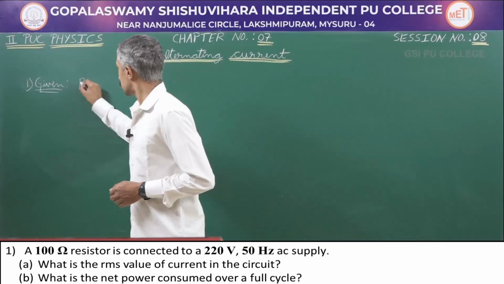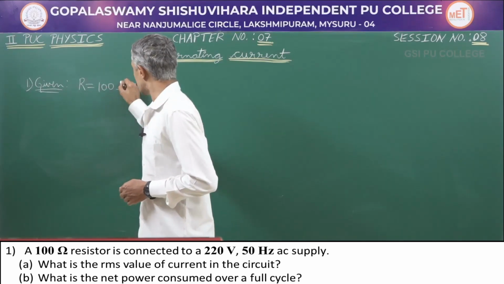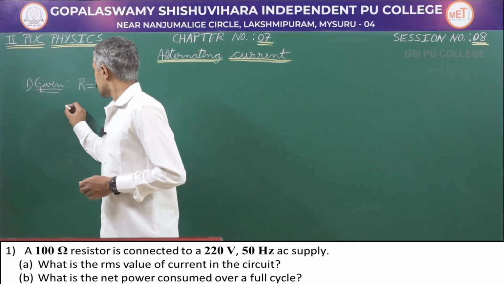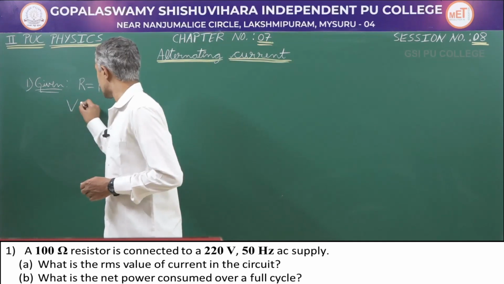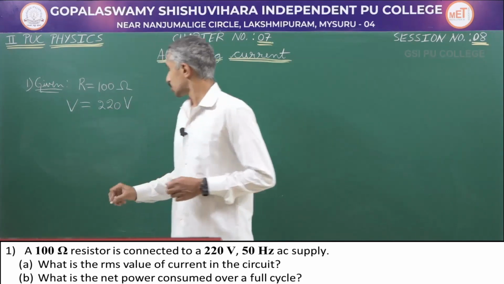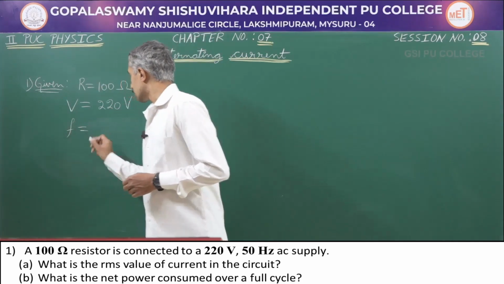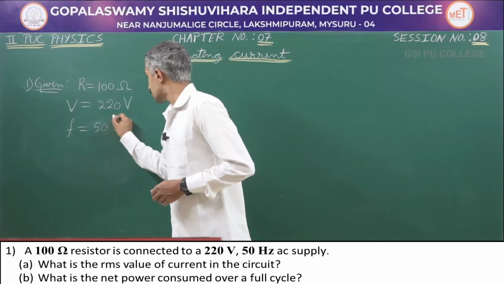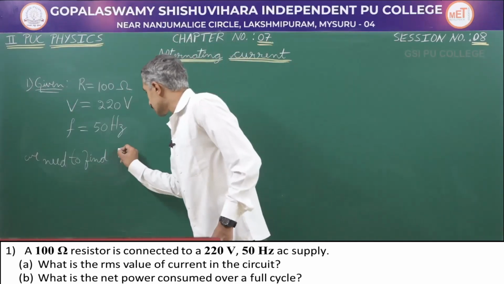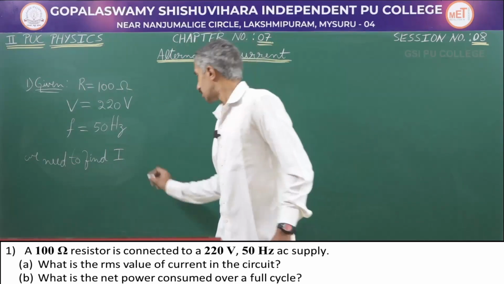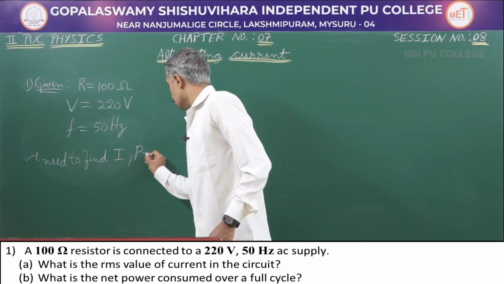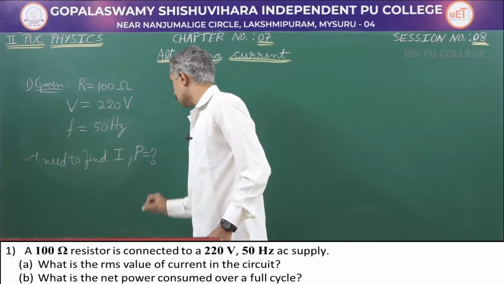We have a circuit in which a 100 ohm resistor is present. The circuit has a power supply which is AC power supply providing 220 volt, and the frequency of the AC supply is 50 hertz. We are supposed to find the RMS value of the current and the net power or the average power consumed over one complete cycle.